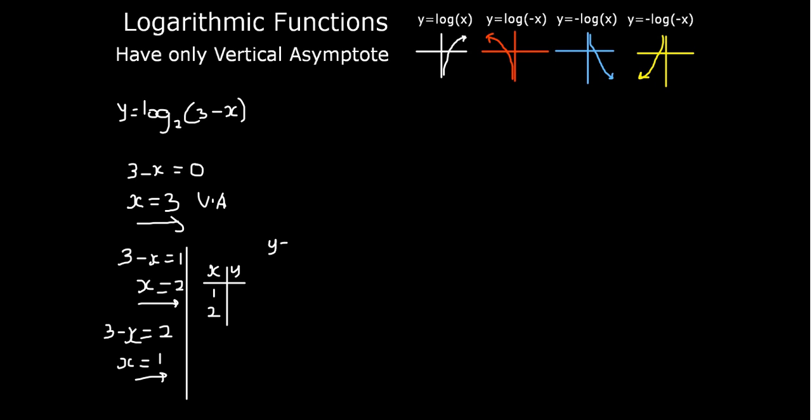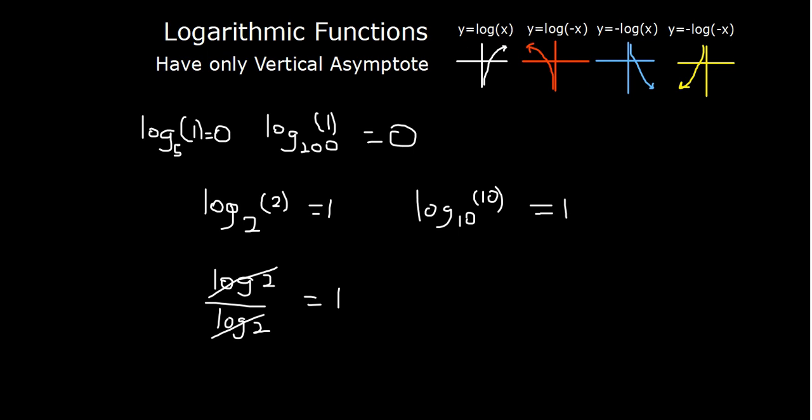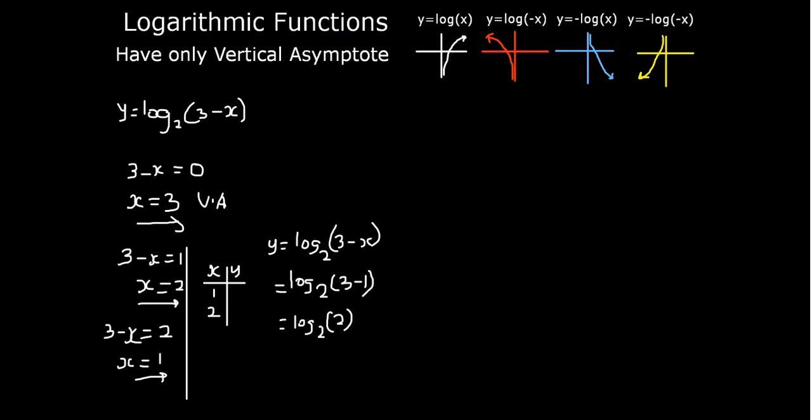y equals the log of 3 minus x, and then we've got log of 3 minus 1, which is 2. So log of 2 base 2 is 1. We know that. Let's just write it for your benefit. Log of 2 base 2, you remember we said log of 2 base 2 is 1. Log of 10 base 10 is 1. Now our y will be equal to 1. So we put 1 here, where x is 1, y is also 1.